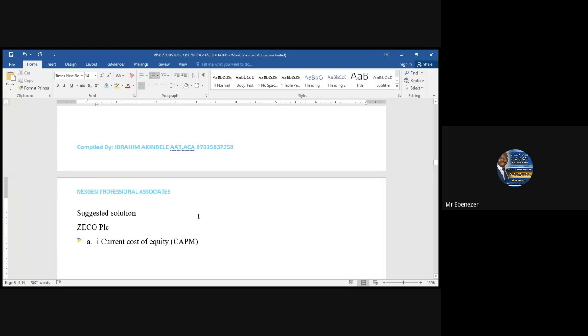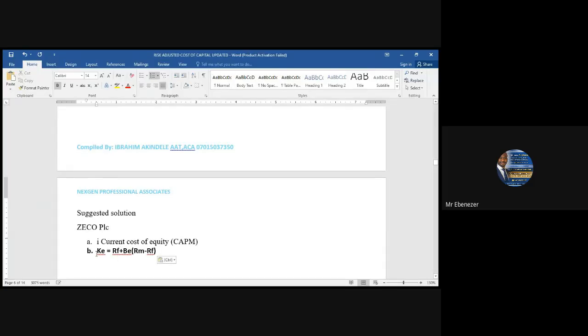Okay. So what's our formula for calculating cost of equity? Let me quickly copy the formula. We don't have that time. Okay, where is it? So, without risk, excuse me.